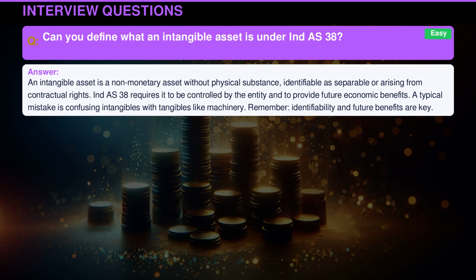An intangible asset is a non-monetary asset without physical substance, identifiable as separable or arising from contractual rights. Indian Accounting Standard 38 requires it to be controlled by the entity and to provide future economic benefits. A typical mistake is confusing intangibles with tangibles like machinery. Remember, identifiability and future benefits are key.